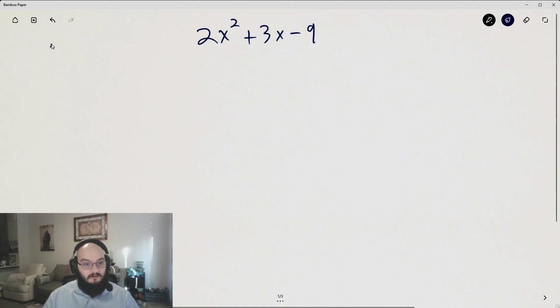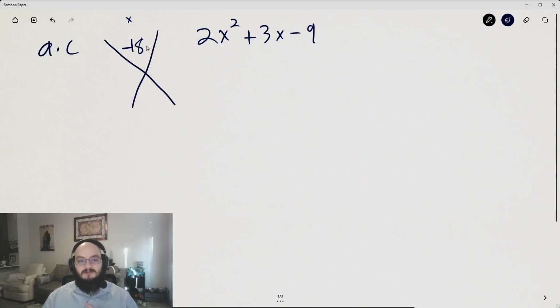That's the first thing we're going to do, we're going to have a times c. That's going to equal negative 18. And we need two numbers that multiply to make negative 18 and add together to make 3. One of them is going to be negative, because if you multiply two numbers and one of them is negative, you get a negative number. So one of them's a negative, one of them's a positive.